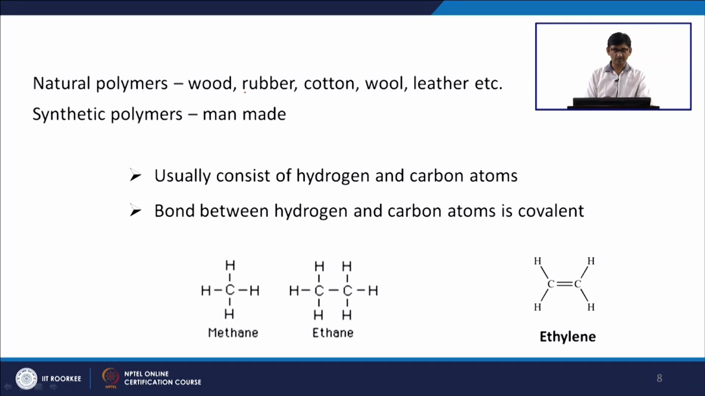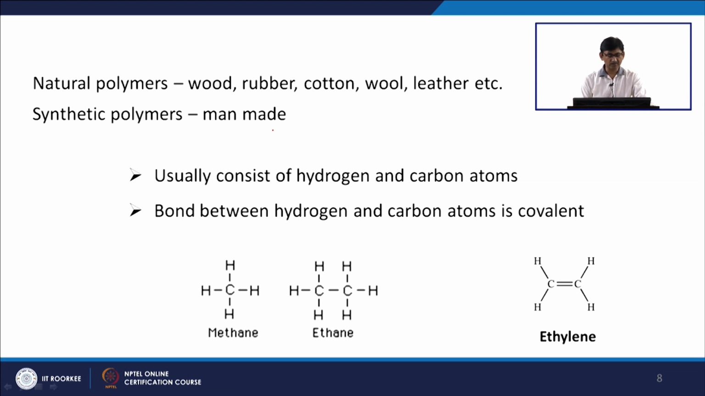The natural polymers which you must have come across: wood is one of the polymers, rubber is another polymer, cotton, wool, leather. So, these are all natural polymers available to mankind. Then there are synthetic polymers, which are made by man for their use.